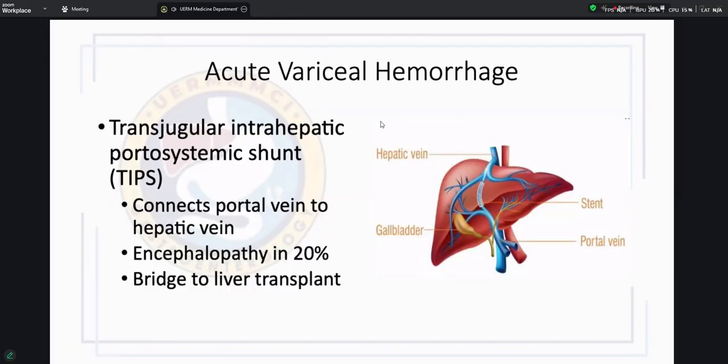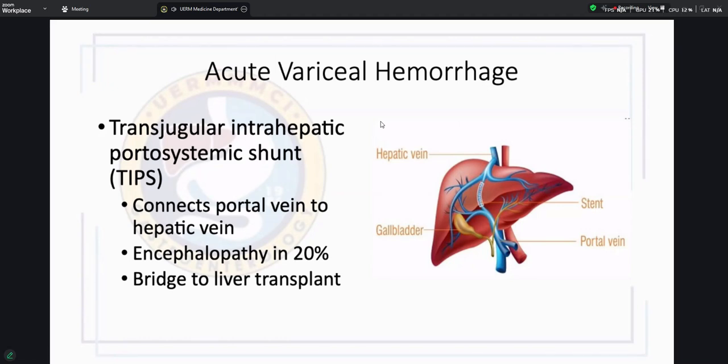TIPS stands for transjugular intrahepatic portosystemic shunt. This is the creation of a shunt or a bridge within the liver to connect the portal vein, which carries blood from the intestines to the liver, to a hepatic vein, which drains blood from the liver to the heart. So this is the shunt. This allows blood to flow more easily through the liver and bypass the portal hypertension. This procedure is done by interventional radiologists.